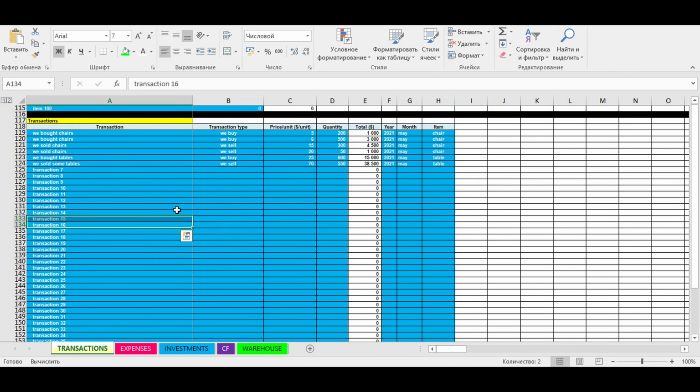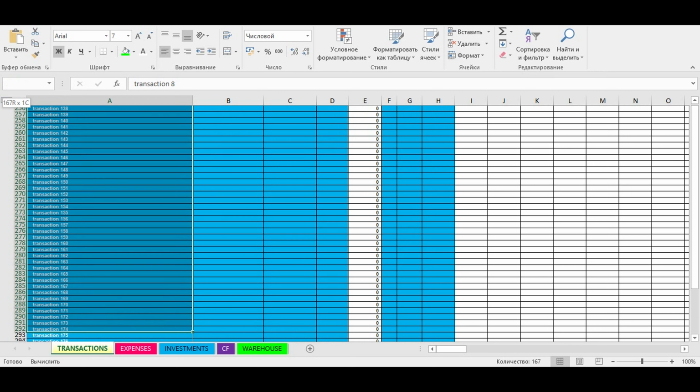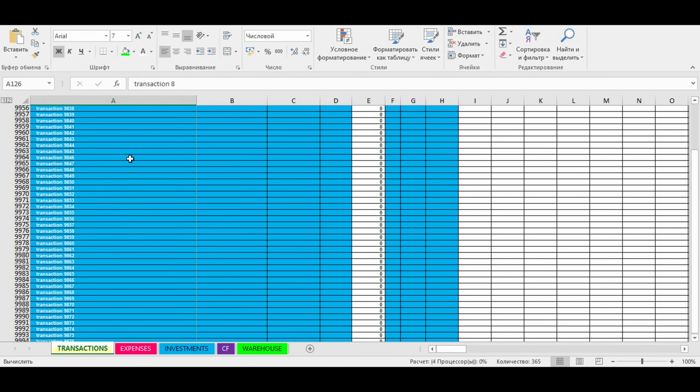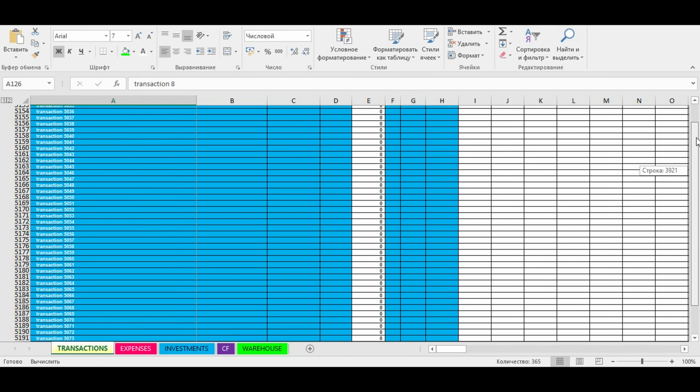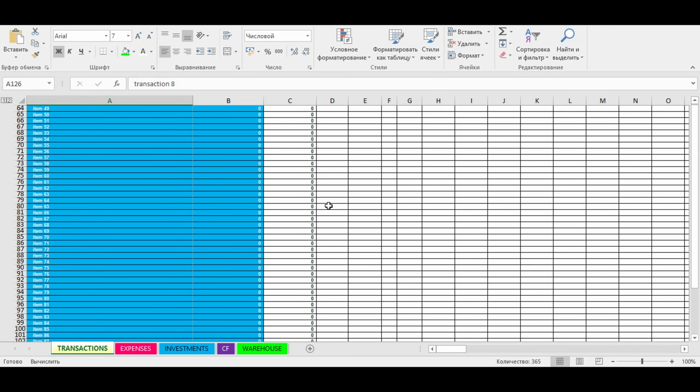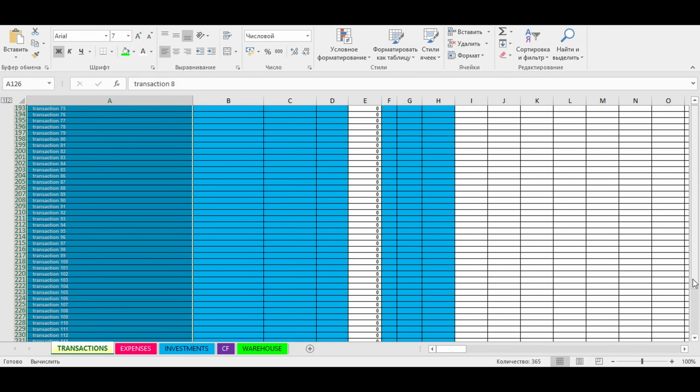And here we have 10,000 transactions, so you can name each transaction. Each day you buy or sell any item, you can put it here. And what we will do now, we will go to cash flow statement.